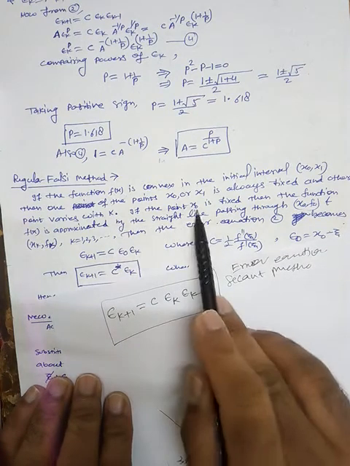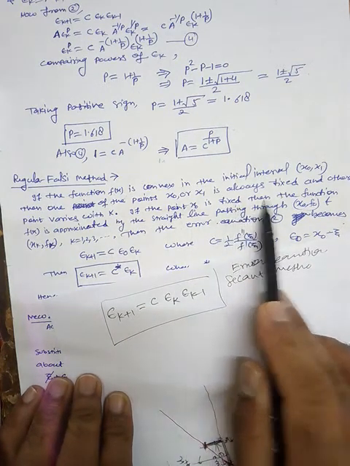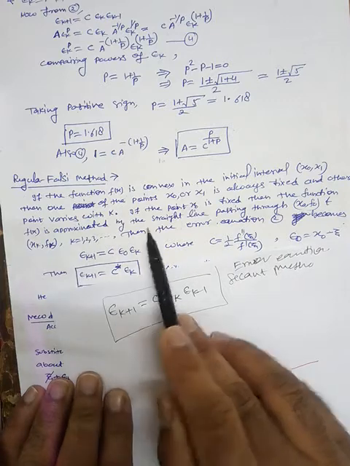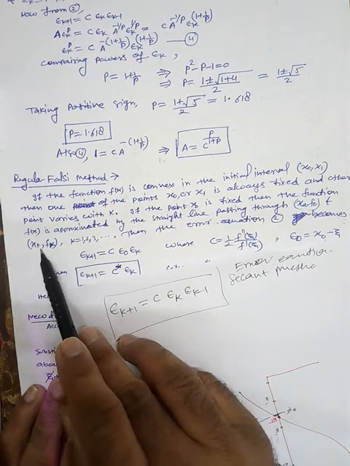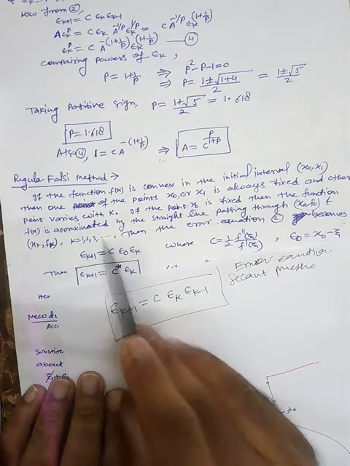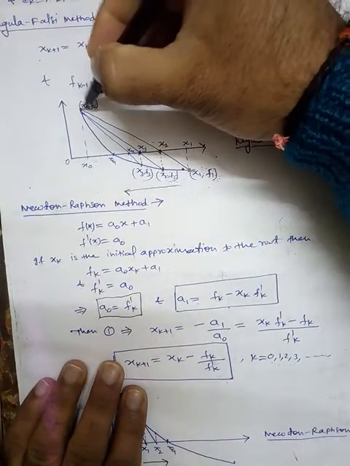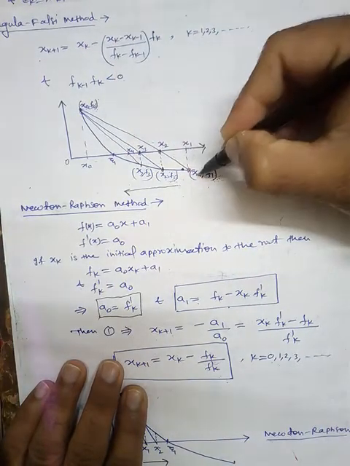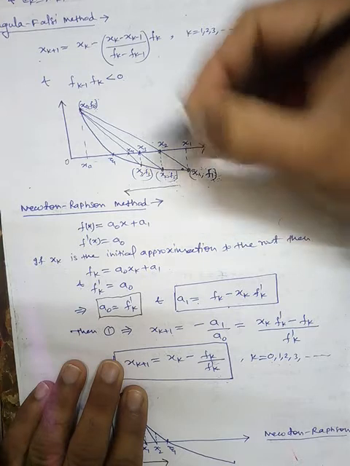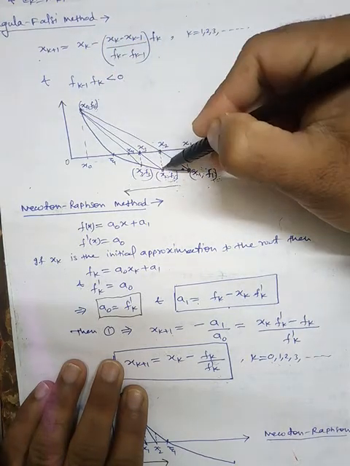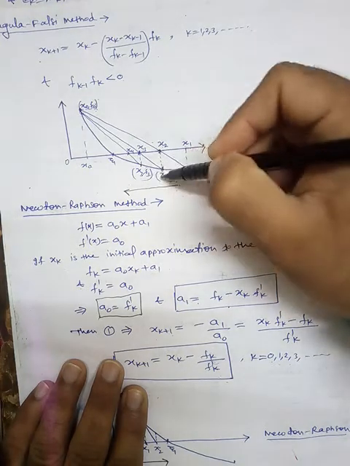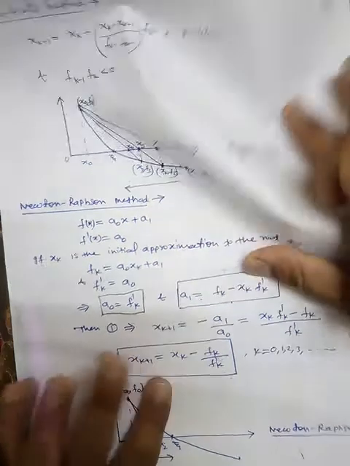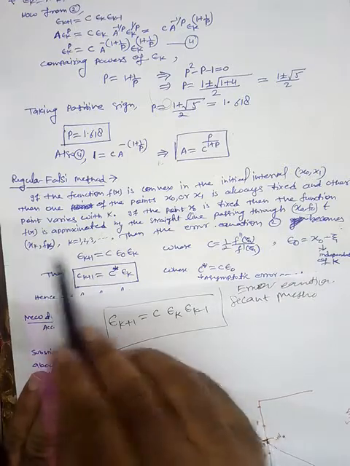So if the point x0 is fixed, for example, then the function f of x is approximated by a straight line passing through x0 f0 and xk fk, where k is 1, 2, 3. Just like here, this function is approximated by this line, which passes through x0 f0 and x1 f1. In the second iteration, this function is approximated by this line, which passes through x0 f0 and x2 f2. That's why, in general, x0 f0 and xk fk. Okay, so this is so.